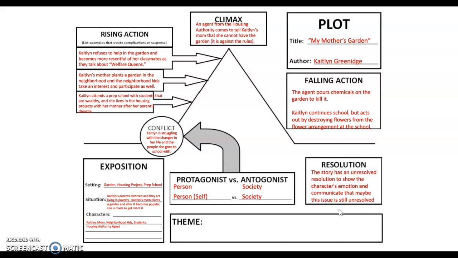All right, and I want you to pause the video one more time. Look at everything from beginning to end. So think about the exposition, all the characters involved, and then that conflict that we had. Caitlin struggling with the changes in her life and the people she goes to school with. And then we get to the resolution. So we know the conflict, we know the beginning, how the story ends. The story has an unresolved resolution, that the character is still angry.